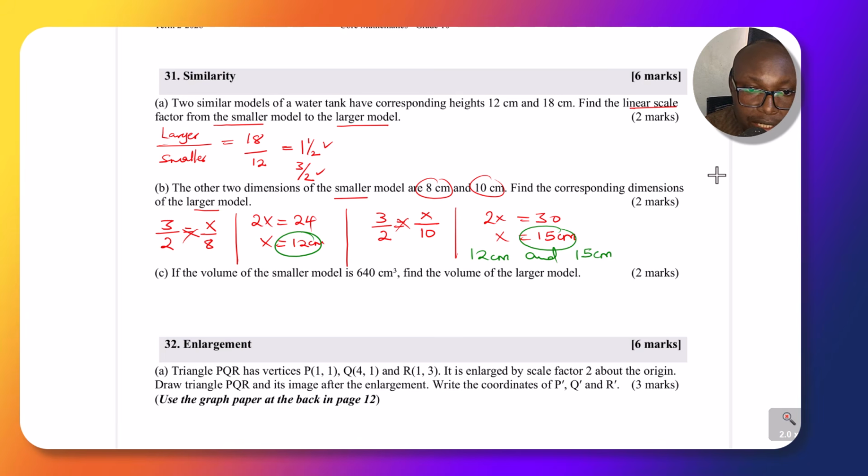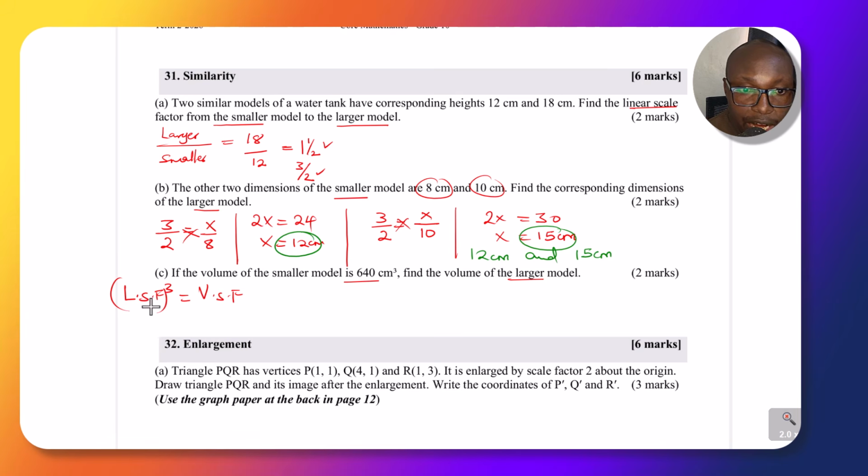We proceed to part C. If the volume of the smaller model is 640 centimeters cubed, find the volume of the larger model. So for this one now you have to use a volume scale factor, and for you to work out this question you need to understand the relationship between linear scale factor and volume scale factor, and this is the relationship. Linear scale factor cubed gives the volume scale factor.